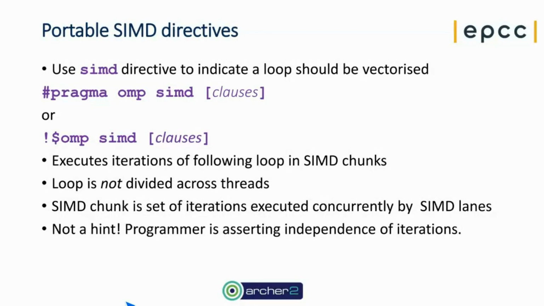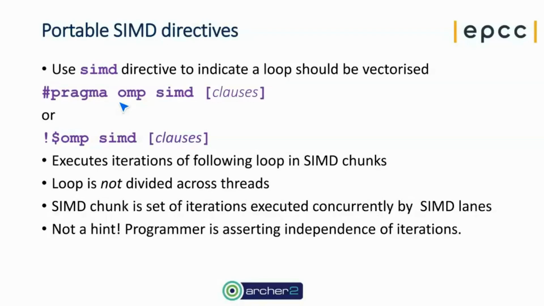Okay, so the way this works is there's a SIMD directive which says vectorize the loop. This is the way to tell the compiler that it's okay to vectorize. So it's basically #pragma omp simd, or in Fortran, !$OMP SIMD, which immediately precedes the loop. That says, please execute the iterations of the loop in SIMD chunks. This does not do loop parallelization across threads. You can combine this with loop parallelization across threads, but this is just doing the vectorization.